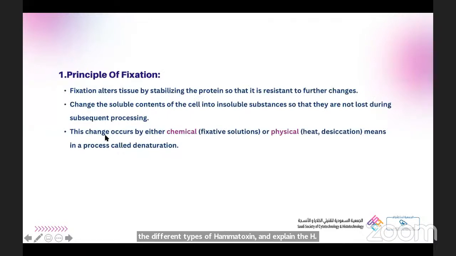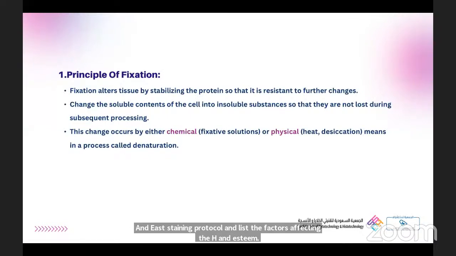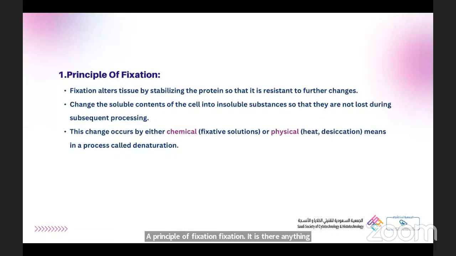The principle of fixation. Fixation is preserving the tissue by building bonds that stabilize the protein within the cell wall, so it resists the upcoming changes of processing and staining by being insoluble. Fixation could be chemical, such as immersing the tissue into the fixative, or physical, such as heat through denaturation.